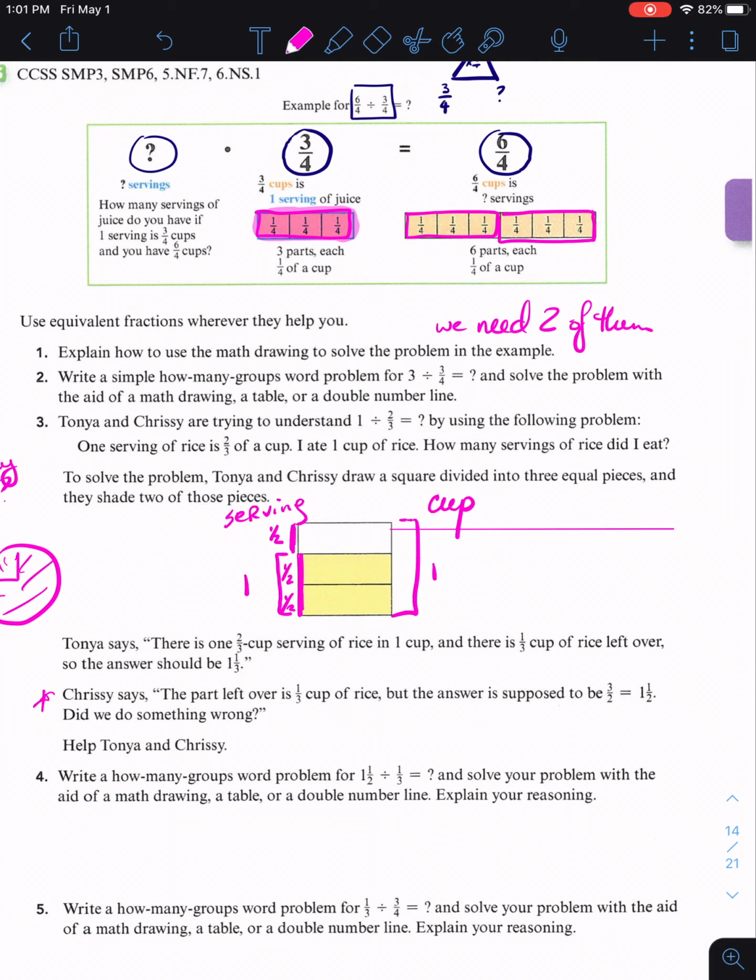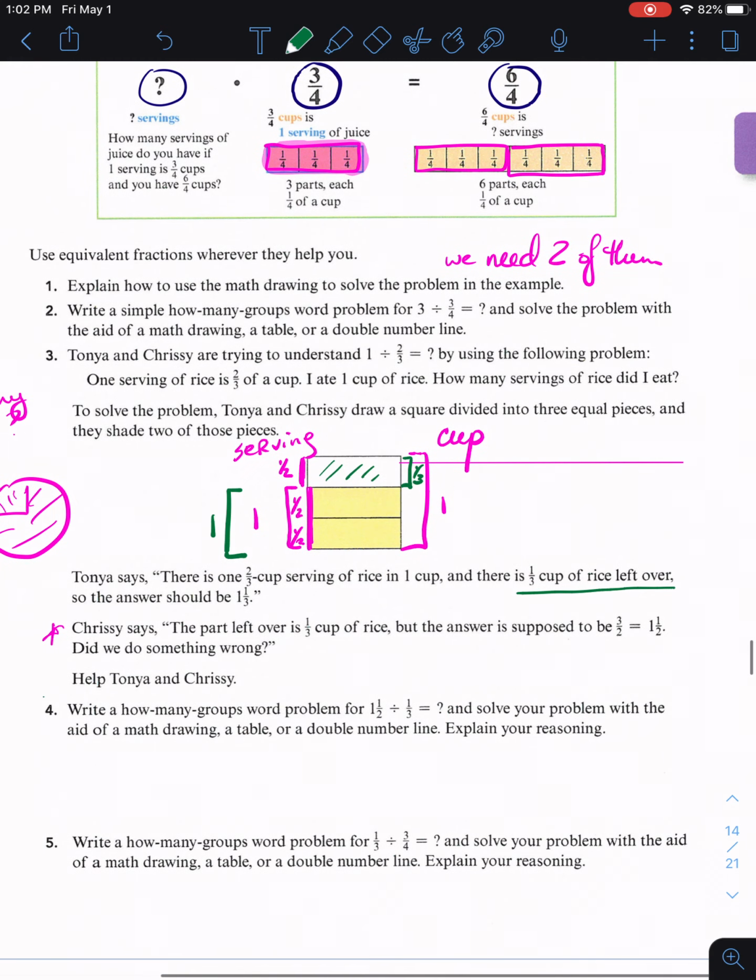Now, what Tanya is doing wrong is that she is taking, let's put her in green, she is taking this as 1 serving, but then she's saying that this extra, a third of a cup, is a third of a serving. Well, if you take 3 of those, you will make a cup, not a serving. Right? So it's not a third of a serving, it's a third of a cup. So she is switching units here, cup of rice versus 1 serving. Right? So she's switching units.